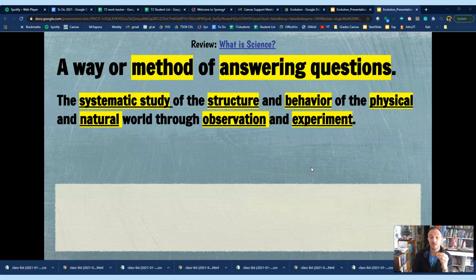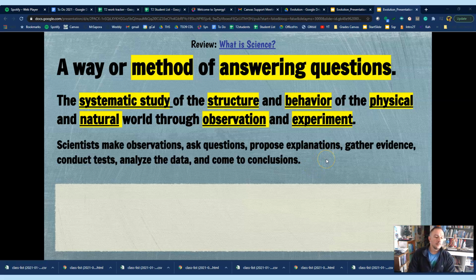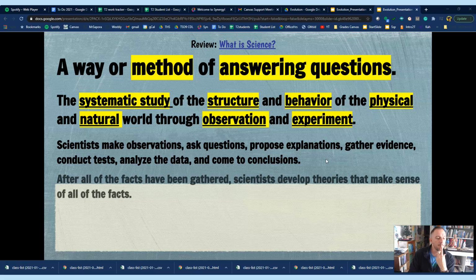So we study what the physical world is made of and how it behaves, and we do this through observations and experiments. And if you remember using the scientific method, right, we make an observation, we ask a question, we come up with a proposed explanation, an untested one, a hypothesis, and then we test it, we analyze it, and then we come to a conclusion. Conclusions come last, and they're based on evidence. So you go where the evidence leads you.